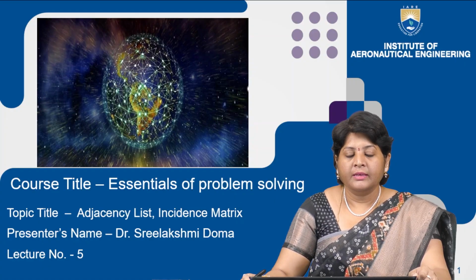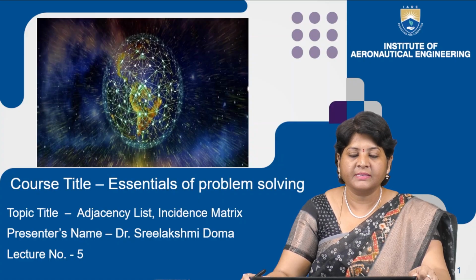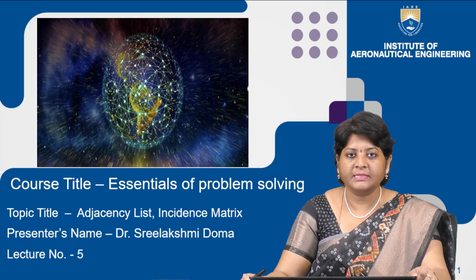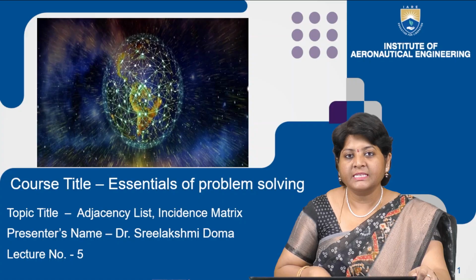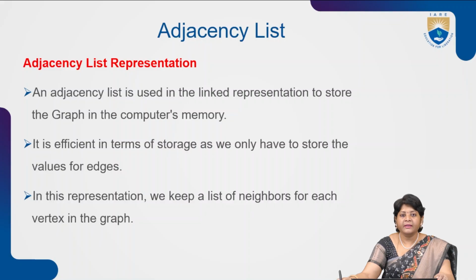In this lecture, I would like to discuss adjacency list and incidence matrix. In my previous lecture, I discussed adjacency matrix. Now, we will discuss adjacency list and incidence matrix. What is an adjacency list, when will we use it, and what are the advantages, disadvantages, and applications? These are the subtopics which we will discuss in this lecture. And when a graph is given, how we will represent it as an adjacency list, we will find in this lecture.